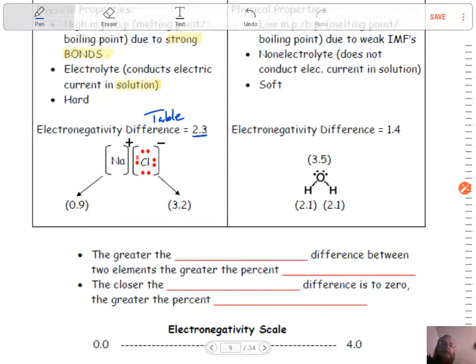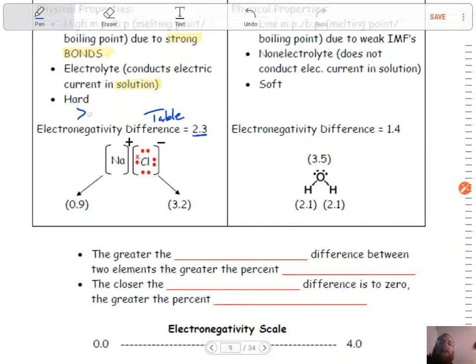So another way that we can look at it is if you have a greater difference, something greater than 1.7, that's typically considered to be ionic. Okay, so the higher the difference, the more ionic it's going to be. So that's one way you could be asked to calculate the electronegativity difference between two atoms, and then from that be able to distinguish, is it covalent or is it ionic.